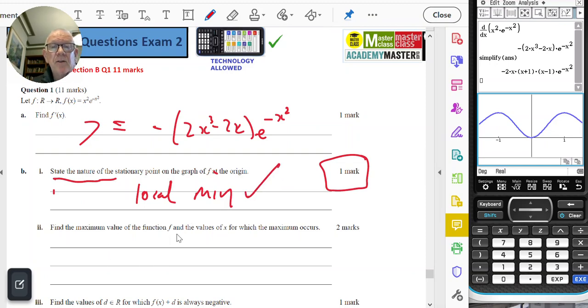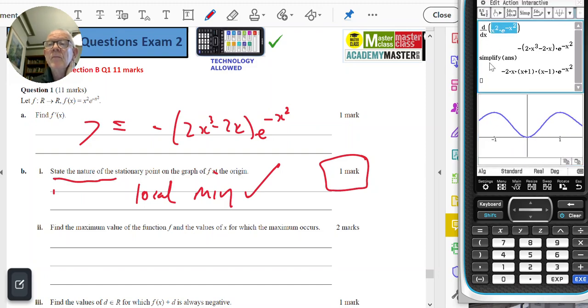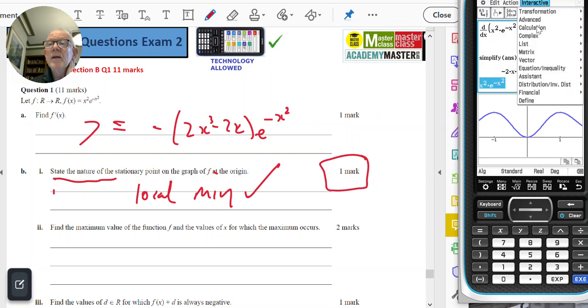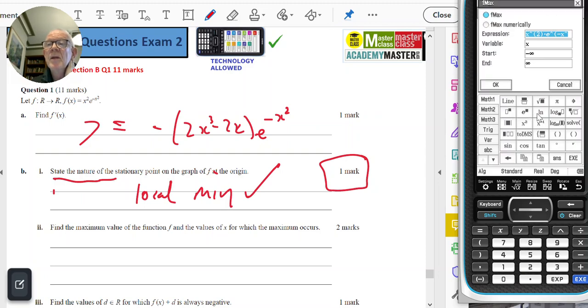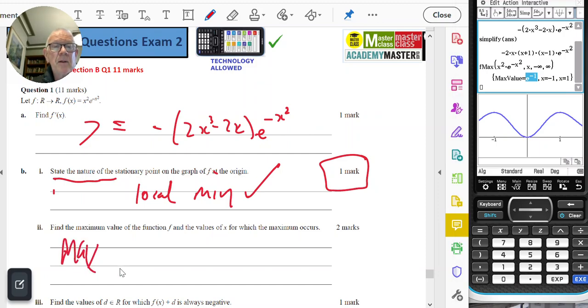Find the maximum value of the function and the values of x for which the maximum value occurs. Well, it looks as if the maximum value might be this value here. So I'm going to take my expression and I'm going to go interactive, calculation, fMax across all real numbers. And my maximum value is 1 on e, and it occurs at -1 and 1. So maximum is equal to 1 on e at x equals -1 and +1.